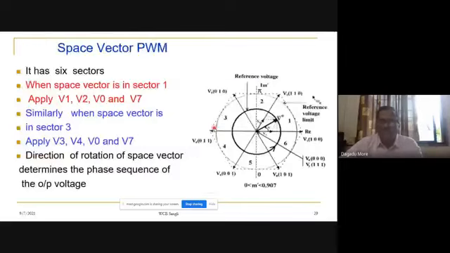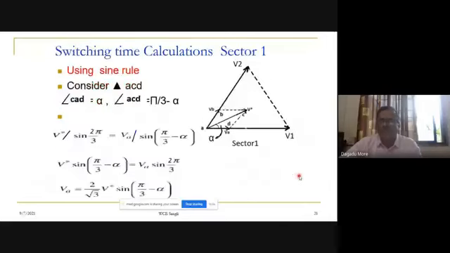So now, if you see it here, when the space vector is in sector 1, which switching vectors can we apply? We apply V1, V2, V0, and V7. And as shown here, this will be V star. We resolve it along V1 and V2. The magnitude of the resolved space vector V star along V1 we call VA, and along V2 we call VB.